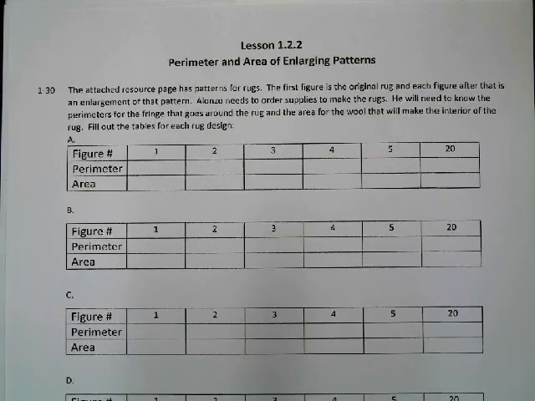So he's got two things he has to look at, like actual fabric in the middle of the rug, so like the area, and then he likes to put fringe around the outside of his rugs because everybody likes fringe. So he needs to know the perimeter of his rugs that he's making.